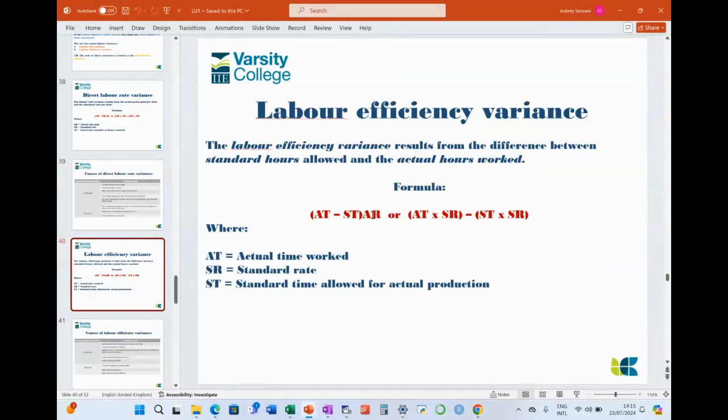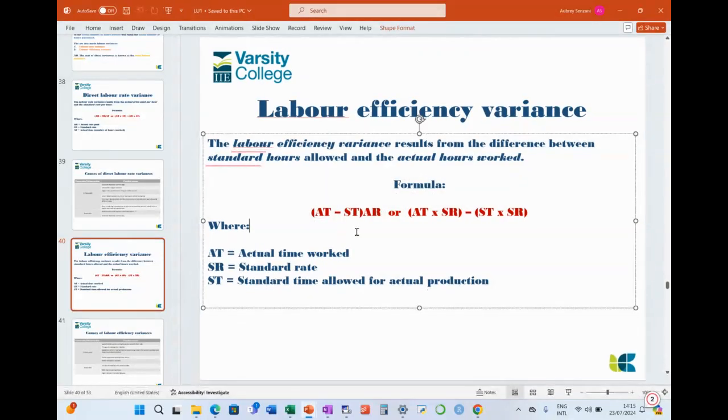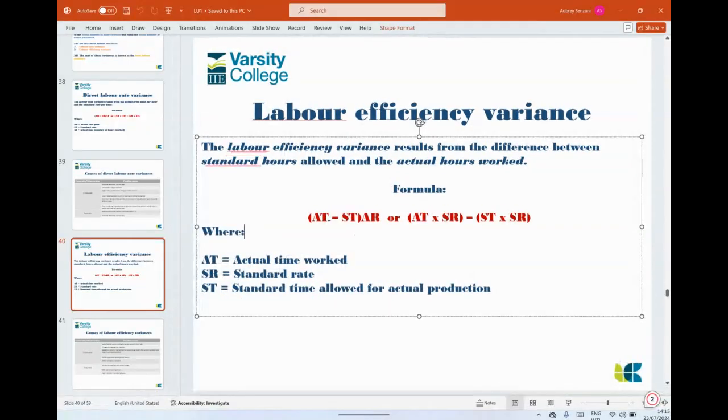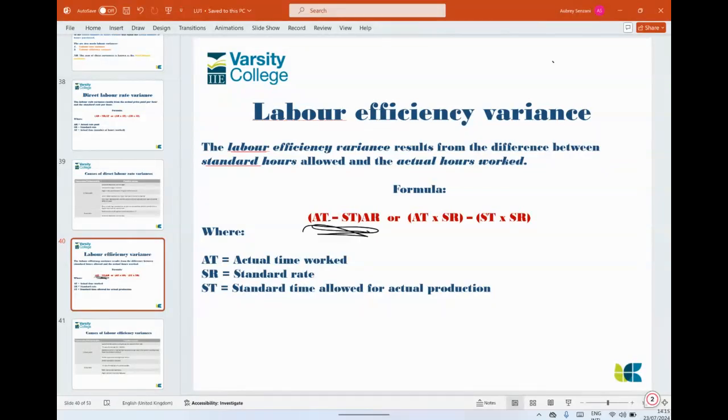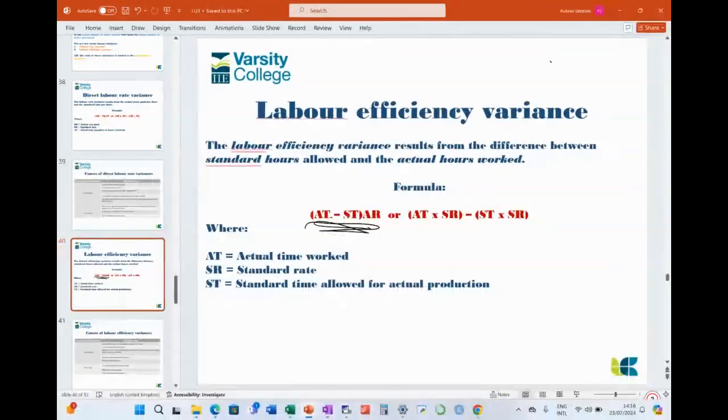And guess what we have here? Again, I'm just going to highlight it quickly. Let me use my pen because there are other things popping up. Okay, so there we are. And there you see actual time and your budgeted or anticipated time times your actual rate.